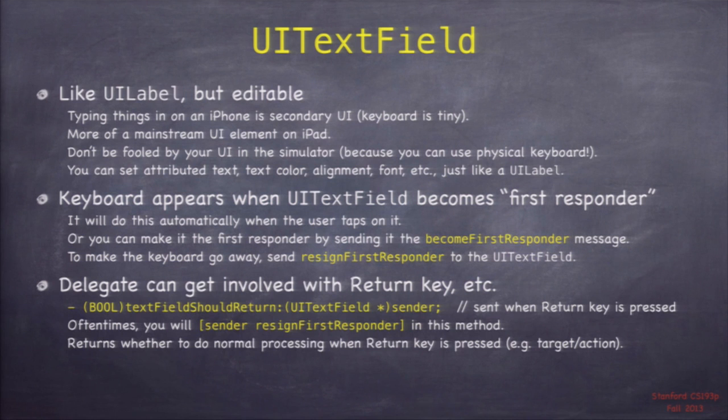I'll show you a brief example in the demo. For example, when the return key is pressed and that text field is being edited, the text field's delegate will send this message, text field should return. It returns yes or no, whether it should send its target action, basically. And in there, you can do things like resign first responder. So when the keyboard comes up and someone hits return, you can make the keyboard go away, which is usually what users expect. So we'll see that in the demo as well.